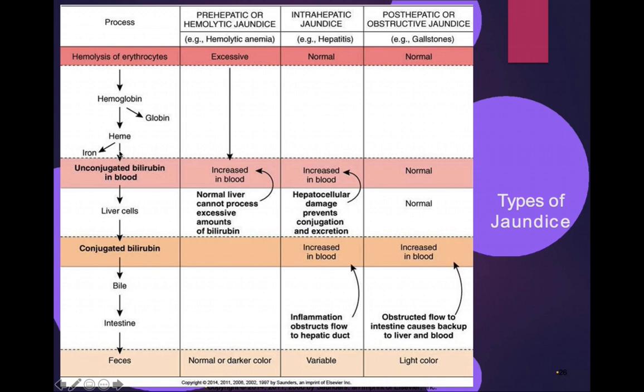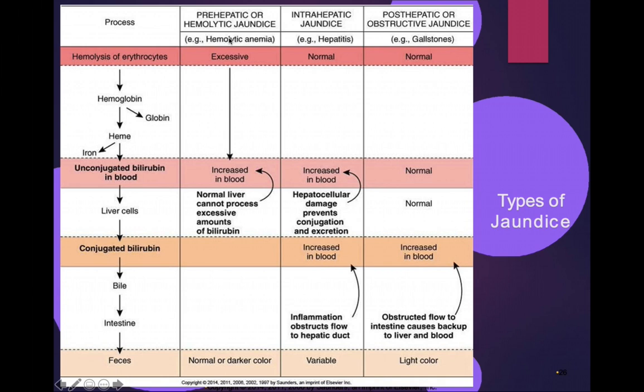So the heme has many different components to it. It's unconjugated bilirubin in the blood. So that unconjugated bilirubin in the blood has to get into the liver. The liver's job is to conjugate the bilirubin, and then it can put that in the bile. The bile gets excreted into the intestines, and then the intestines can eliminate it through the feces or bowel movement.